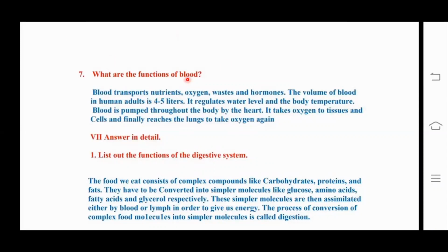What are the functions of blood? Now we are going to see the functions of blood. Blood transports nutrients, oxygen, waste, and hormones. The volume of blood in human adults is 4 to 5 liters. It regulates water level and body temperature. Blood is pumped throughout the body by the heart. It takes oxygen to the tissues and cells and finally reaches the lungs again.